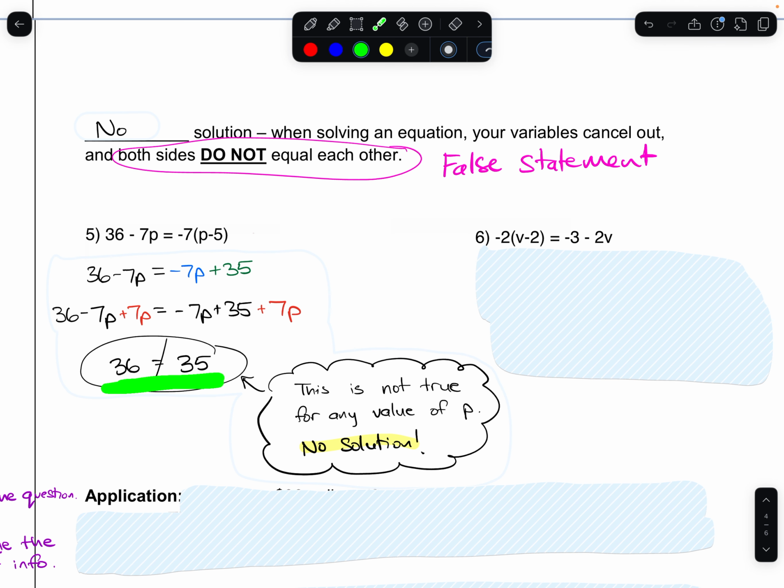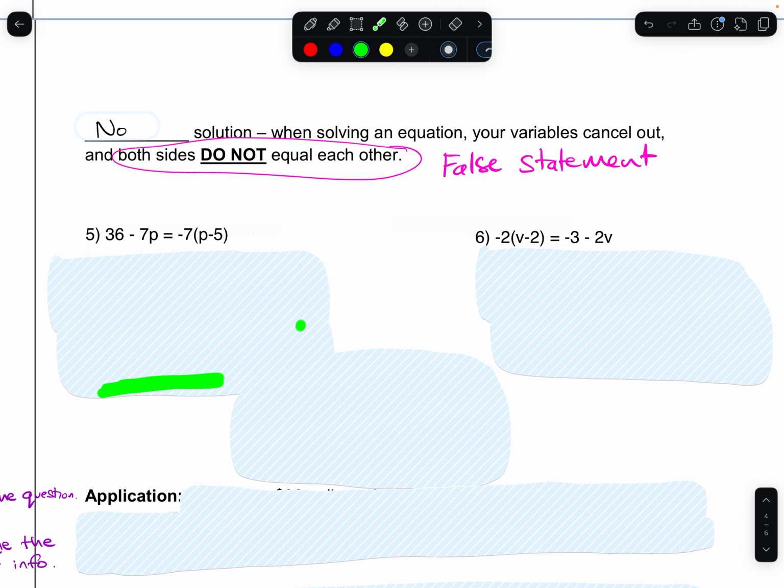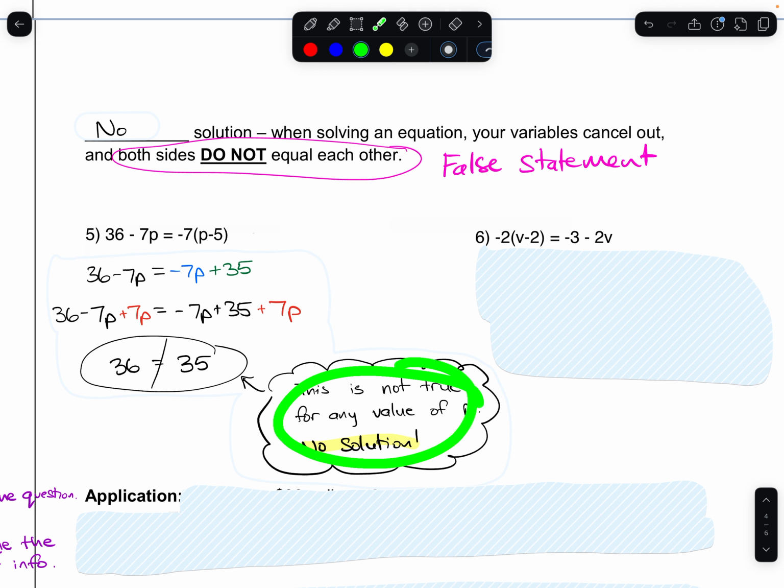So this will never be true, no matter what value p is. So because of that, there's no solution for p. Try number 6 on your own, see what you get.